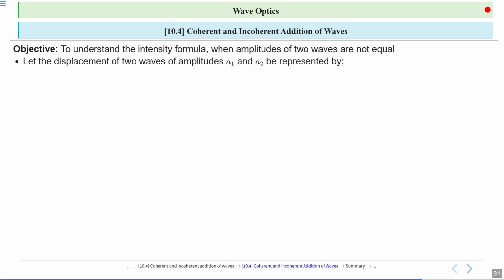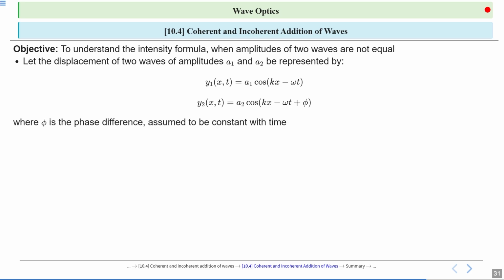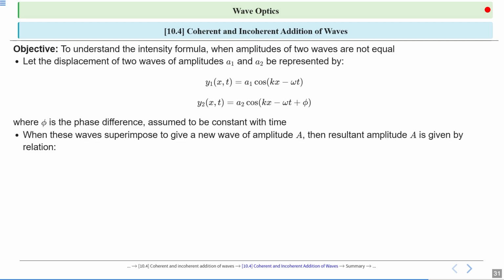So let the displacement of two waves of amplitude A1 and A2 be represented by y1(x,t) equals A1 cos(kx minus omega t) and y2(x,t) equals A2 cos(kx minus omega t plus phi). So phi is the phase difference, assumed to be constant with time. Now we have taken different amplitudes. We have also considered position; we are not taking the displacement along the y direction only, and we are not considering x equal to 0.